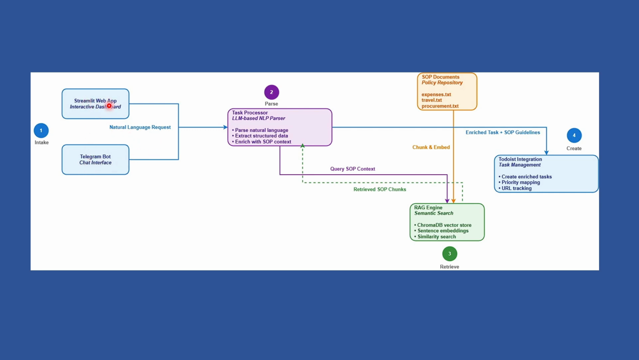Once the user sends the request here, two things happen. The LLM will do the parsing and other things, and then it will send it to the RAG engine. The RAG engine is where everything happens: sentence transformers embedding, similarity search, and the ChromaDB vector store. Then these chunks are sent back to the LLM to give the proper context based on the SOP, and then using the Todoist integration the task is created.